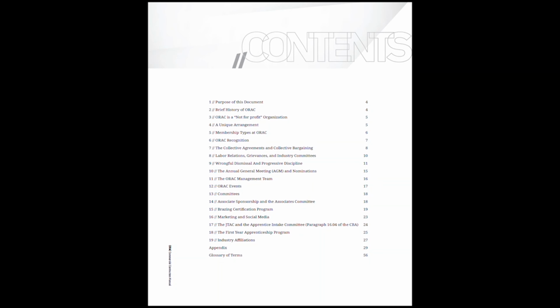I'd like to begin the manual overview on the table of contents page. Here you can see the entire layout of the manual. Each section is clickable and will take you to the corresponding page or pages you're looking for. Section 1 of the document describes the purpose of this document, which we have just discussed. Section 2 provides a brief history of ORAC, which you can read at your own leisure. You may find this interesting.